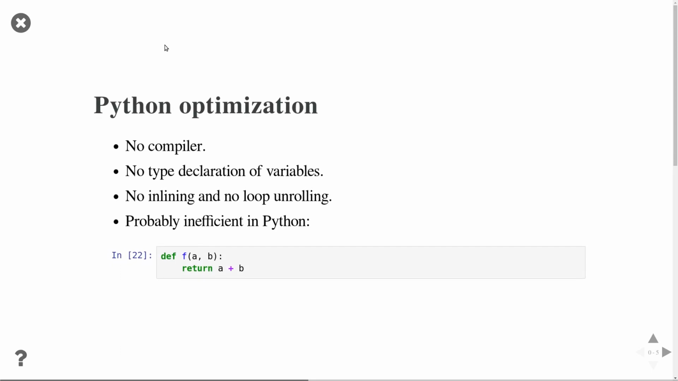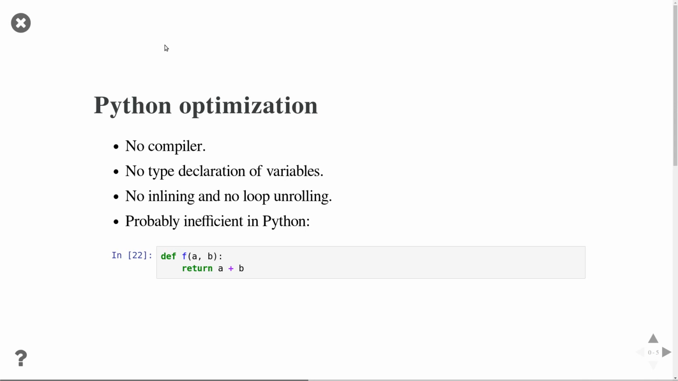In contrast, in Python, we don't have a compiler. We also don't have types for our variables. So the program always needs to check which types we are getting in because we can't infer it in advance. We can also do no inlining and no loop unrolling. Inlining basically means that if you have a function call, instead of calling the function, you just copy the code of that function inside the main code. So you don't actually have to call the function because you just copied the content of that function. All these techniques you can't really do in Python.